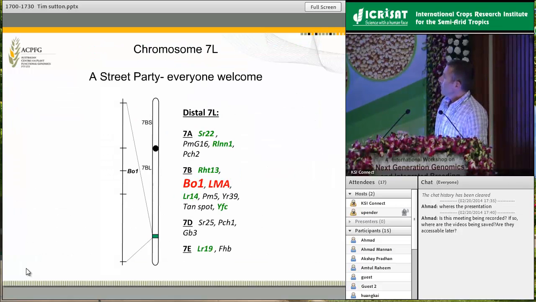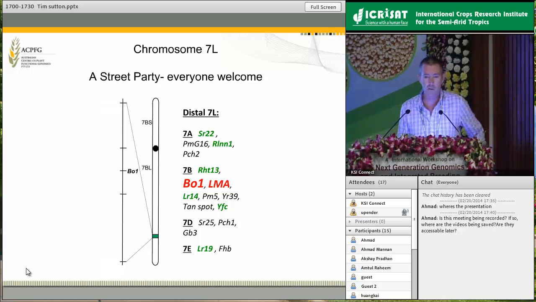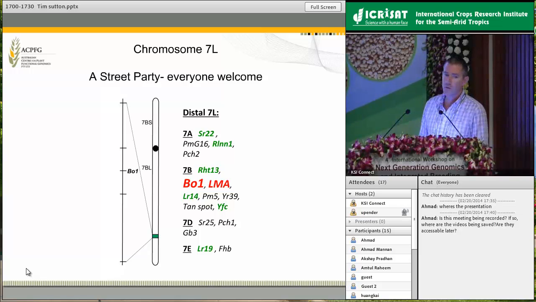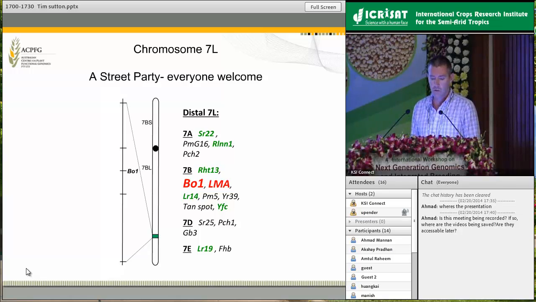So this region on the long arm of chromosome 7 is a busy region. There's a lot going on. One way to describe this is a bit of a street party. Everyone's welcome. There's quite a lot of resistance loci here. One of the loci that's very important to breeders and to growers in Australia is called LMA, for late maturity alpha-amylase, and I'll tell you a little bit about that.